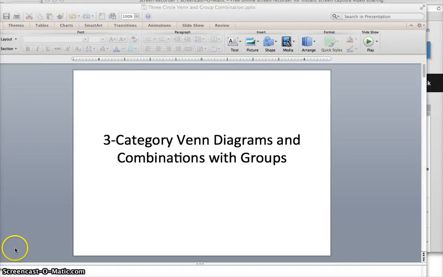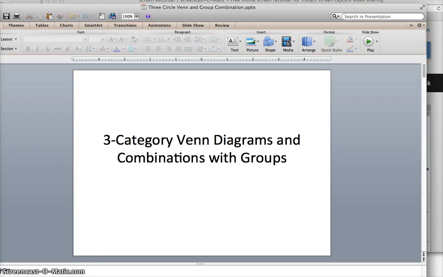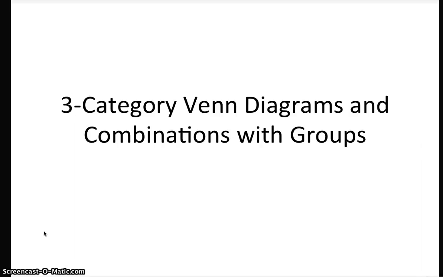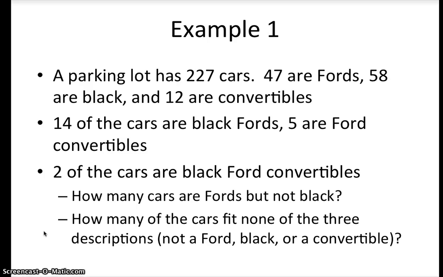Alright, today we're going to learn how to do Venn diagrams that happen to have three categories, which makes three circles, and different kinds of ways using combinations, or nCr, that have grouping with them. So, let's get started with the presentation. Let's do the first example.